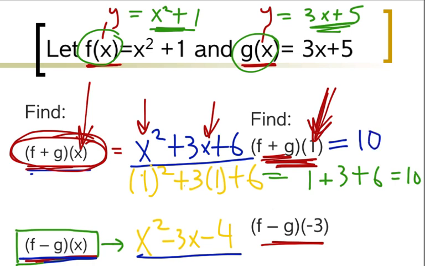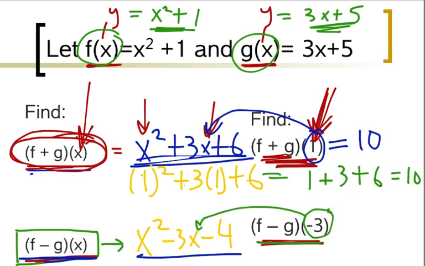And again, what I had to do is add the f and the g equations, like I did here, and then plug in whatever number I had for x. I'll do the exact same thing for this f minus g down at the bottom. The only difference is I'm putting a negative 3 into this equation here. So now I plug it in, and I get negative 3 squared minus 3 times negative 3 minus 4.